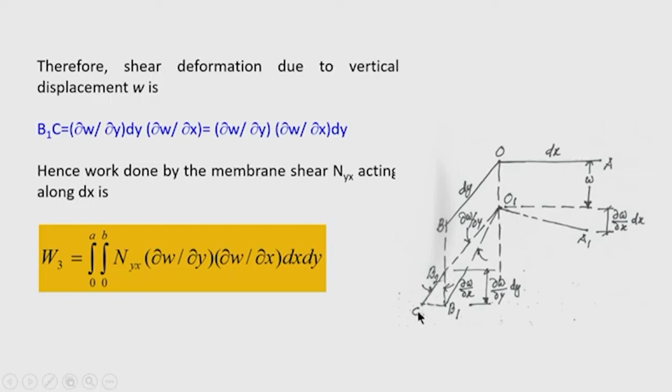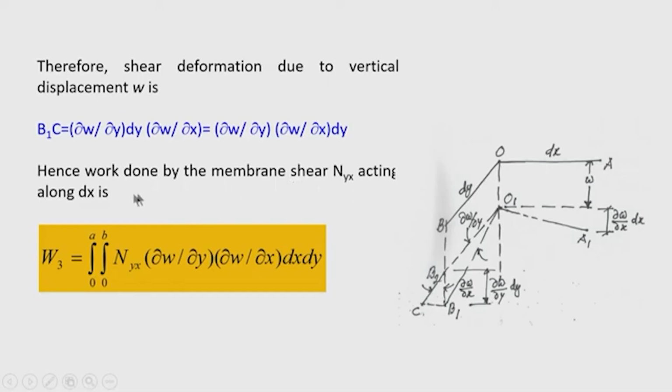So, B1C1 is nothing but B2C into sin theta, where theta is the small angle, that is del W by del x. So, this B1C now becomes the length of the side B2C with sin theta equal to theta, which is the angle del W by del x. So, ultimately the shear deformation now becomes del W by del y into del W by del x into dy. Okay.